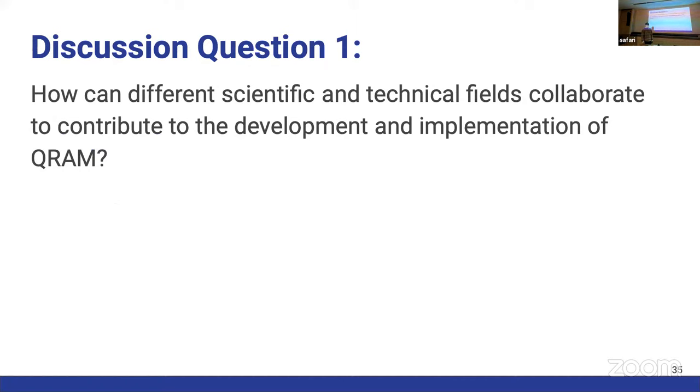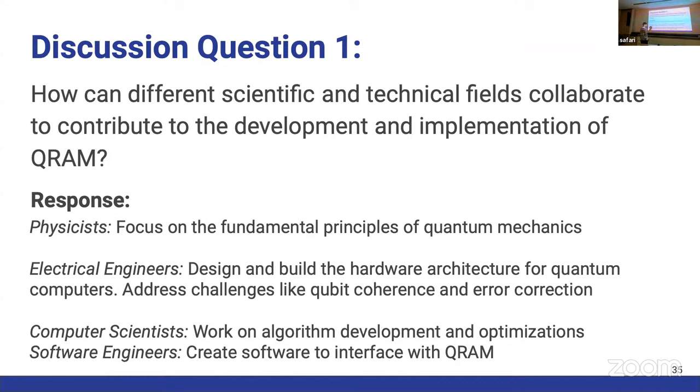All right, I'll go over to the discussion. The first discussion question is, how can different scientific and technical fields collaborate to contribute to the development and implementation of quantum random access memory? All right, so I listed a few fields, one of them being the physicists, who can work on the fundamental principles of quantum mechanics. Electrical engineers can work on the hardware architecture as well as the design of the quantum computers, while computer scientists can work on the development and optimization of the algorithms. And software engineers can also create interfaces to quantum random access memory so that it can also be used from classical computers. So we can create an interface between both of those.